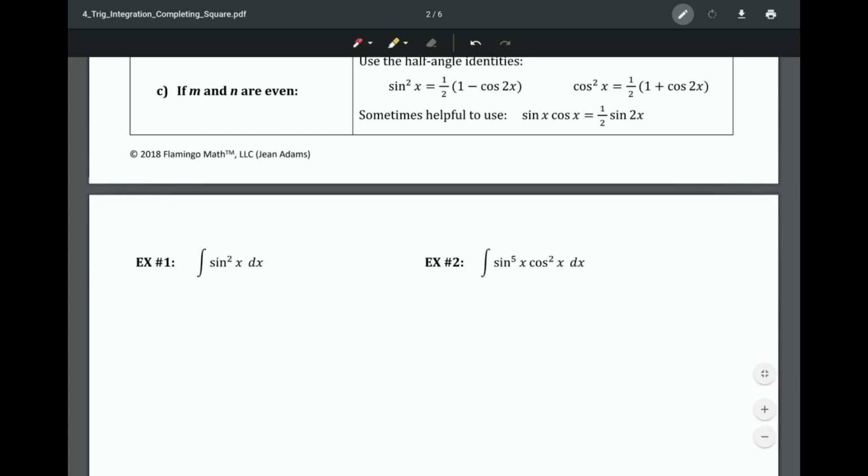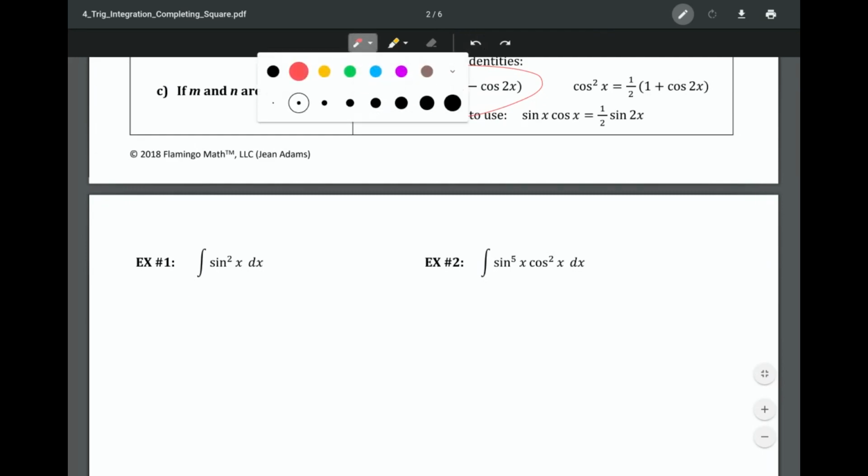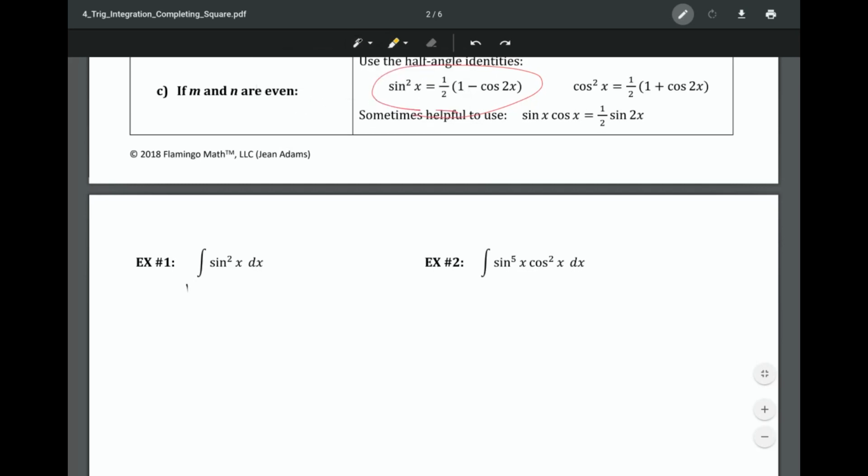Essentially, this identity says that sine squared, you can actually see it up here, is equal to one half. I'm going to write this in black, I apologize. One half the integral of sine squared of x is going to be replaced with 1 minus cosine of 2x.